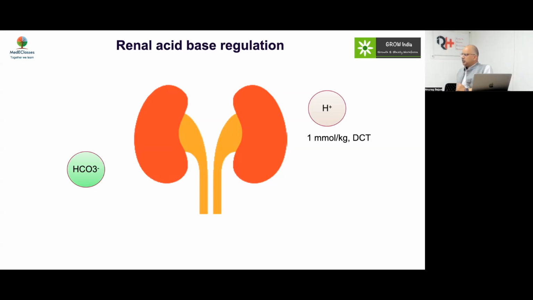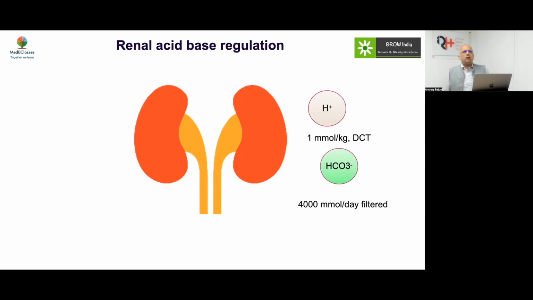Now, the second agent is bicarbonate, which is much easier to filter. A lot of bicarbonate is filtered every day. For an adult, we are talking about 4,000 millimoles per day, approximately 70 millimoles per kg per day. It's a huge amount of bicarbonate which is filtered, but most of it is reabsorbed. Only 1% will be excreted.